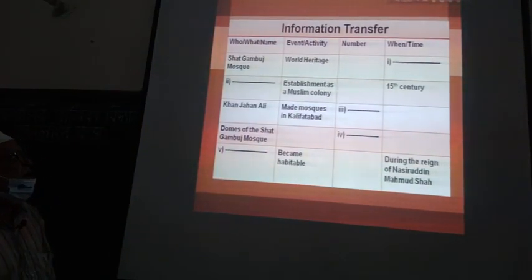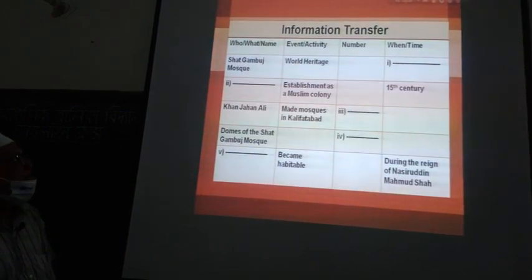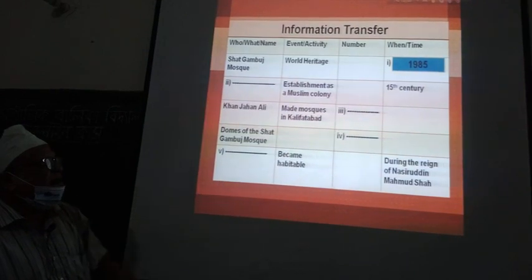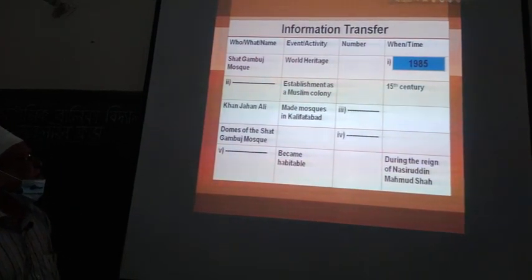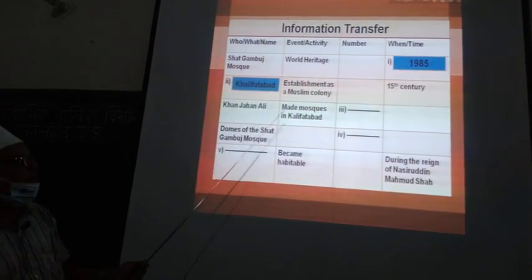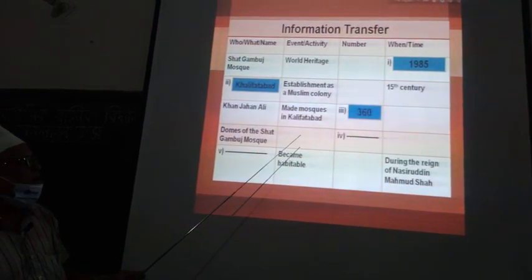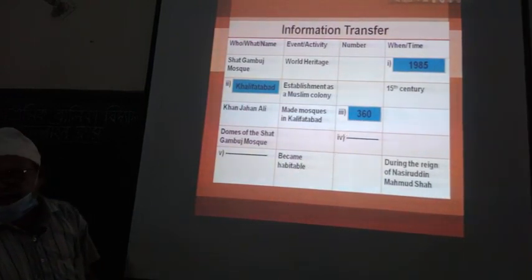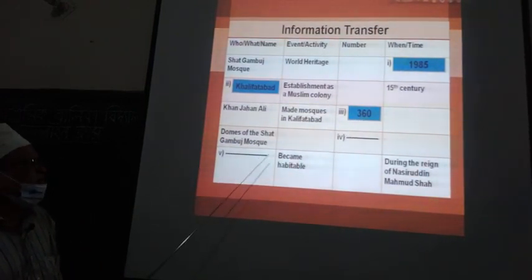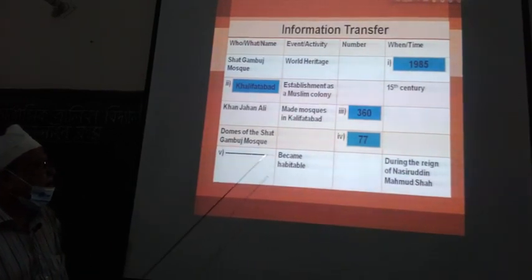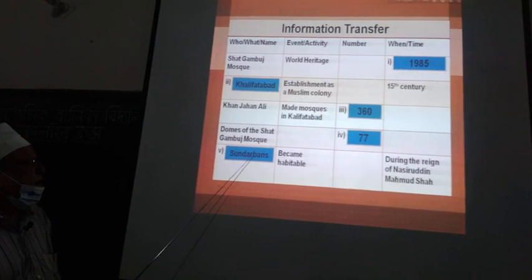Information transfer. World Heritage in 1985. This is called Khalifatabad. Next, made Khalifatabad 360. Next, 77 domes. This is called Sundarbans.